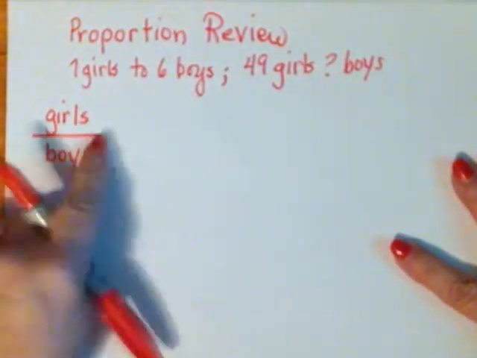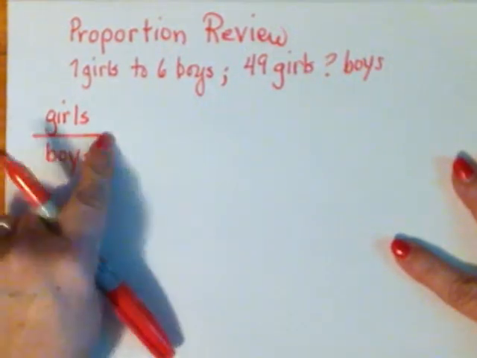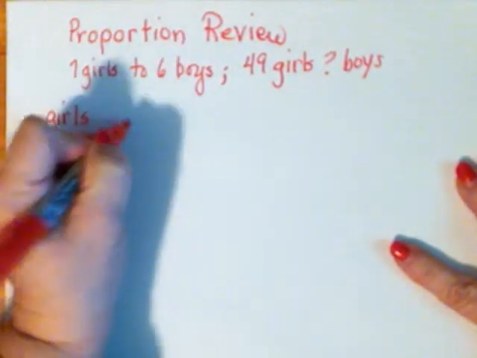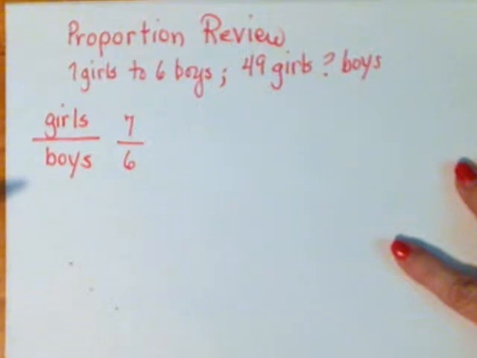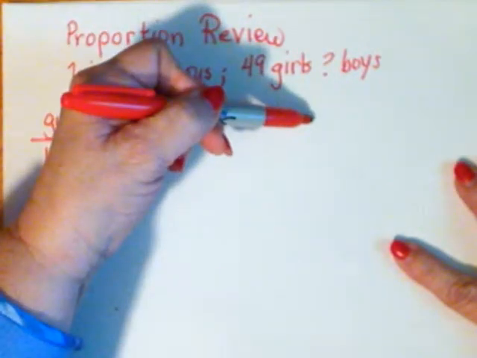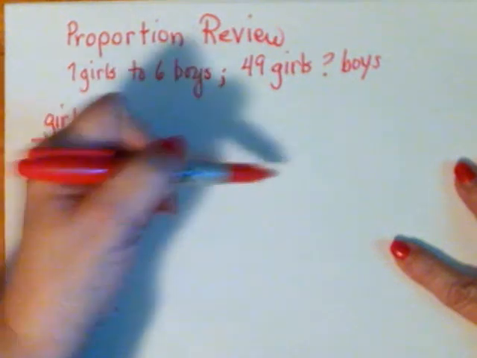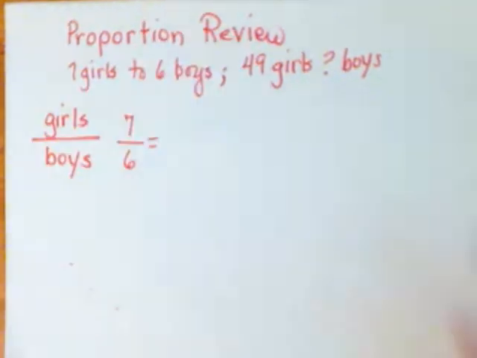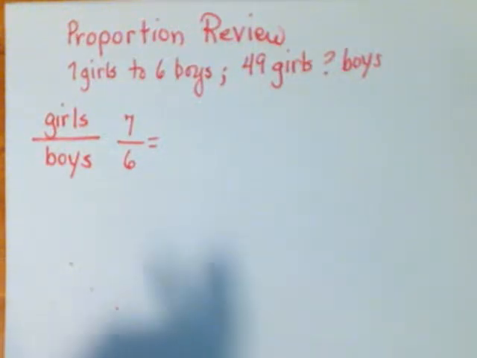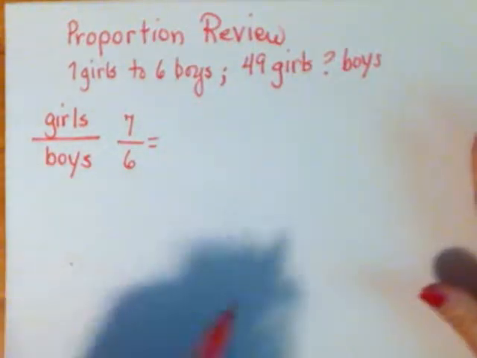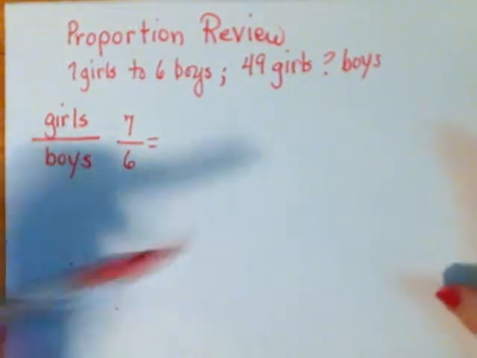I'll put a placeholder for my fraction bar. So then I have 7 girls to 6 boys. I'm going to keep girls across all the way on the top, boys across on the bottom. So I'm going to make a proportion to determine how many boys I have. This is a relatively easy one, but it's just a review so we can remember what to do.